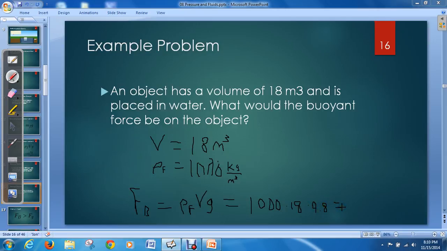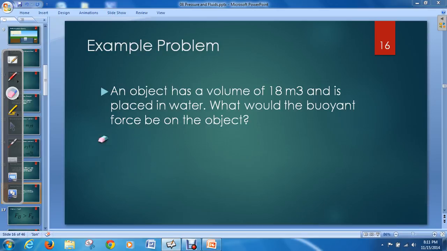Okay, and I will calculate this one out really quick. So when you plug that into your calculator, you should get 176,400. Okay, and again, this is going to be in newtons. Okay, so hopefully you can see when you would use one version of the equation compared to the other. Again, in most practical cases, most real-world applications, you're going to be using the second version. Okay, but just know there are two different ways to calculate the buoyant force, but they will always give you the same number.